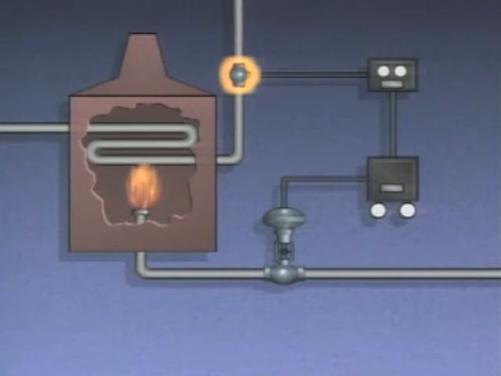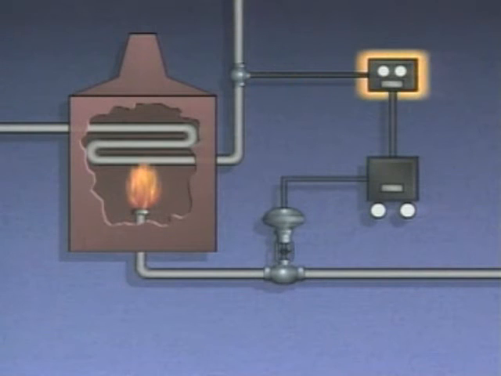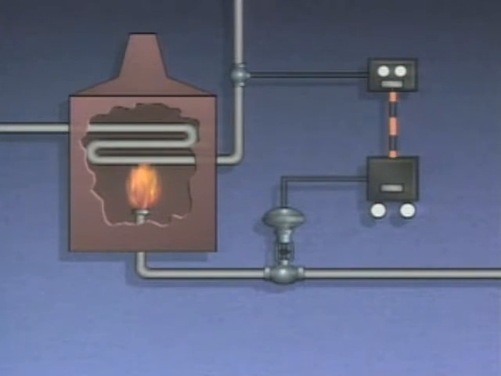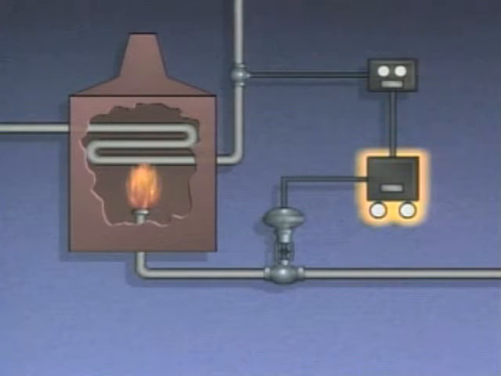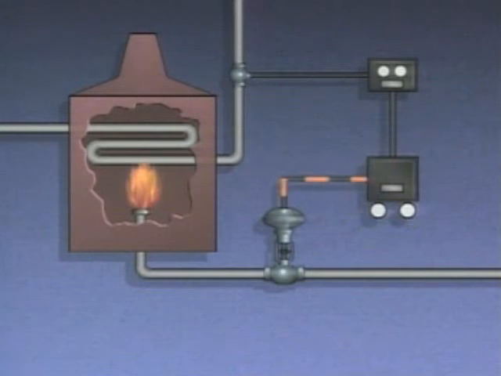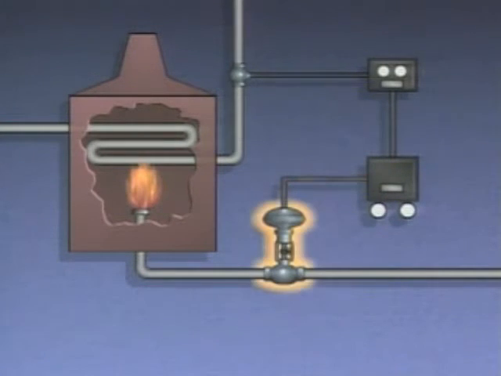A sensing device in the oil pipe provides oil temperature readings to a temperature transmitter. The transmitter measures the temperature and provides a corresponding pneumatic signal to a controller. The controller uses that information to produce an output signal, which adjusts the control valve to regulate the furnace flame.